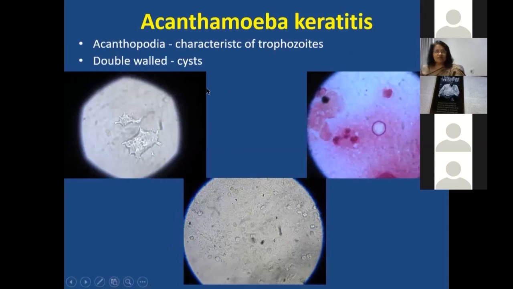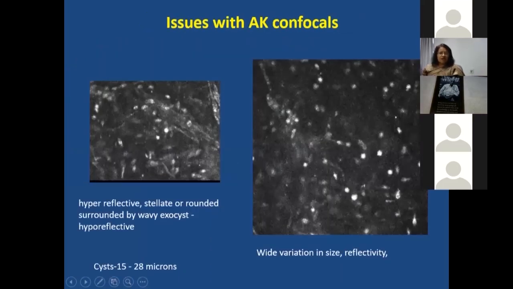In acanthamoeba keratitis, you can study both the cyst form as well as the trophozoite form. This is because the trophozoite keeps putting out characteristic projections called the acanthopodia, which can be seen on a confocal. And the other thing is the double wall, which is characteristic of the acanthamoeba cyst. However, there are some issues with the confocal.